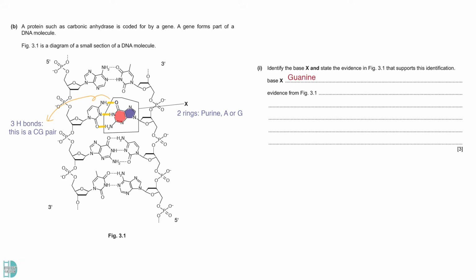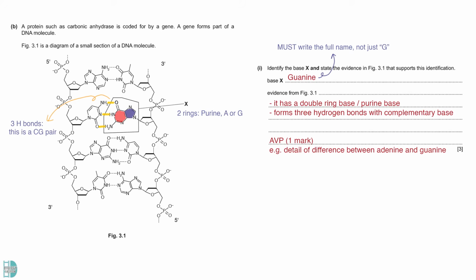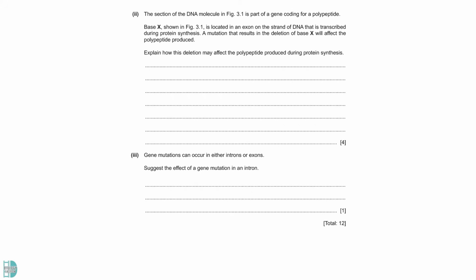So base X is guanine, and the reason is it has a double ring base and there are 3 hydrogen bonds with the complementary base. There's one AVP mark for the detail of the difference between the structure of adenine and guanine. Question 2 talks about a mutation that results in the deletion of base X, which affects the polypeptide produced. You have to explain how this deletion may affect the polypeptide produced during protein synthesis.